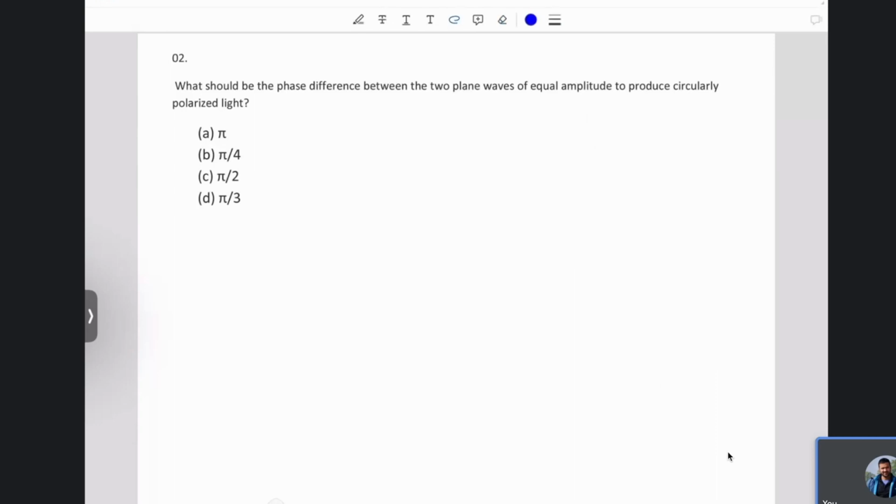Okay, so next problem. What should be the phase difference between two plane waves of equal amplitude to produce circularly polarized light? I just mentioned in the beginning, to produce circularly polarized light, the phase difference should be what? I showed you.